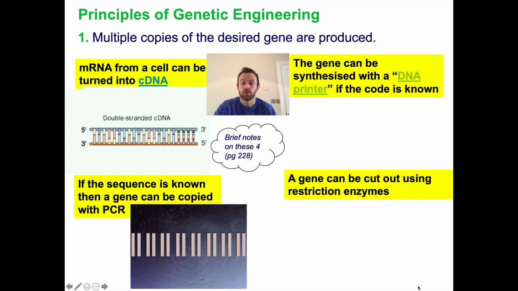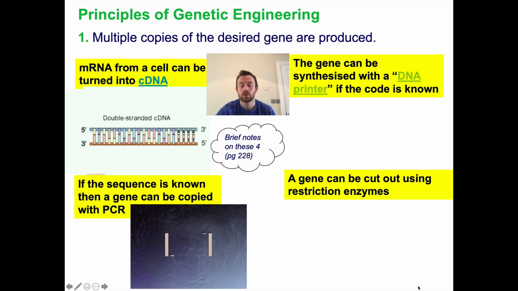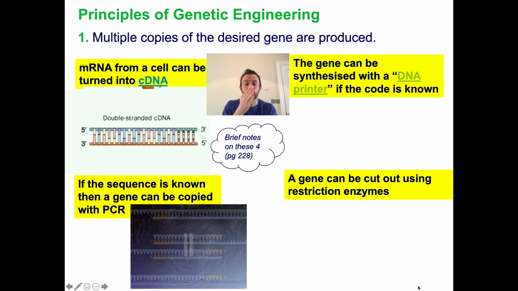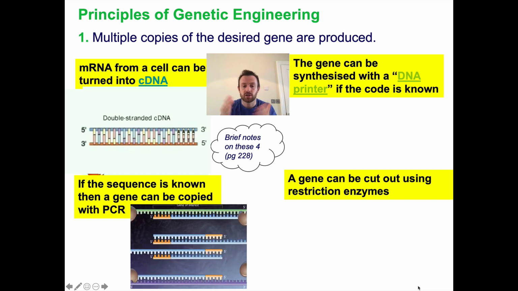Another technique we can use is a DNA printer, if the code of the gene is known. Pretty much if it's in a computer typed out as a sequence of letters, we actually have machines that can print that, and those machines have come a long way in the last 10 years, and it prints the gene which we can then use.